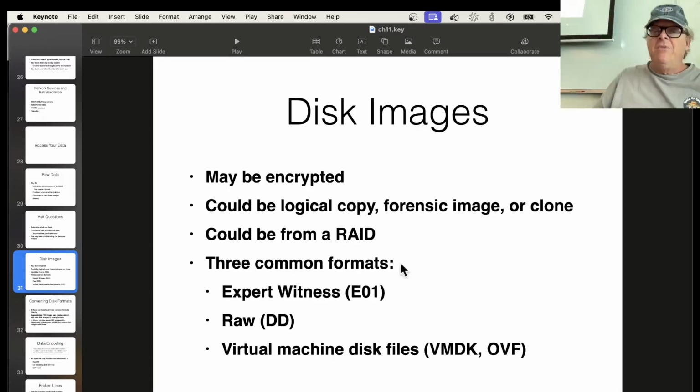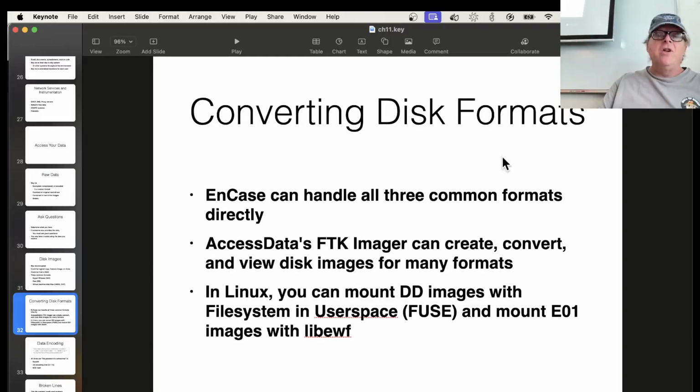Anyway, disk images come. The most common by far is expert witness format. But you can also have raw ones from Linux, DD, or virtual machine disk files. And you can convert any one of those formats to another.